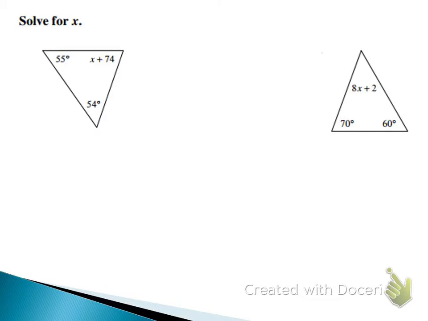We're going to solve for x. These are all angles inside of a triangle. Again, we know the angles in a triangle add up to 180. So we could say 55 plus 54 plus x plus 74 equals 180.